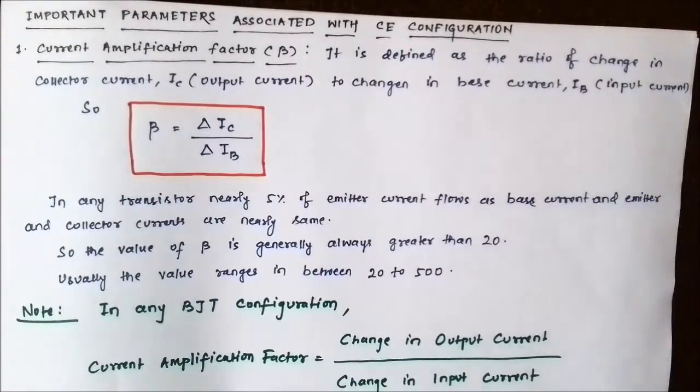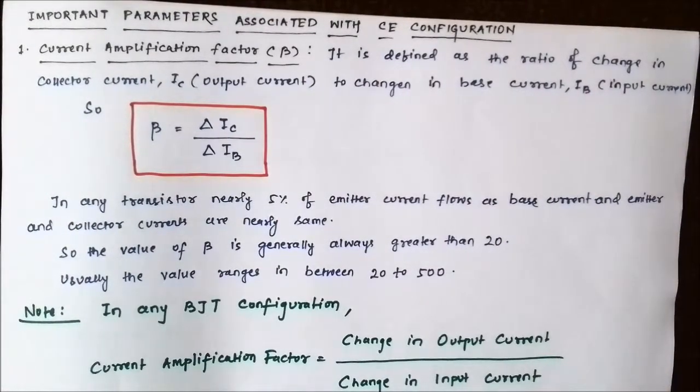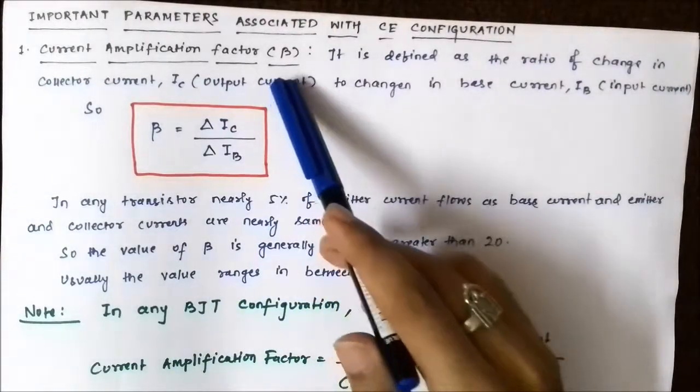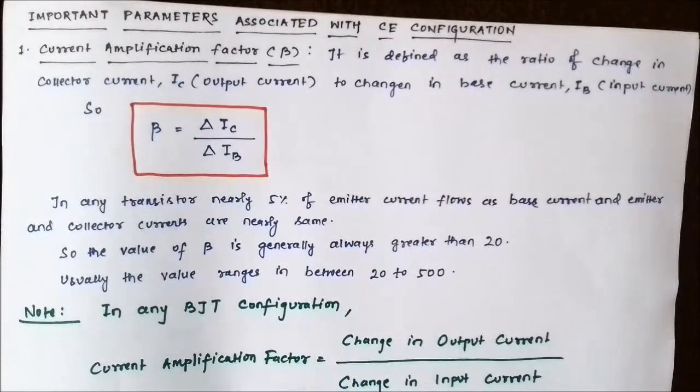So next we'll discuss the important parameters associated with common emitter configuration, in the same way we discussed in the common base configuration. So the two most important parameters in any BJT connection, be it any configuration, are the current amplification factor and the collector current. So here the current amplification factor is denoted as beta. In common base configuration it was denoted as alpha, here it is denoted as beta.